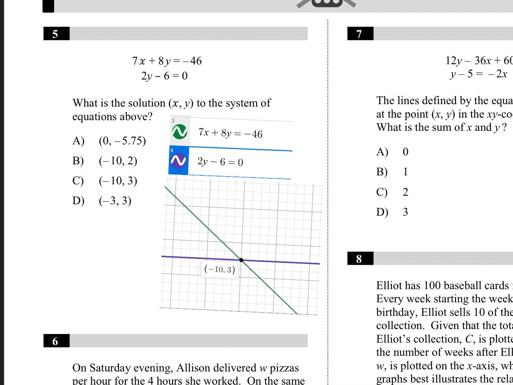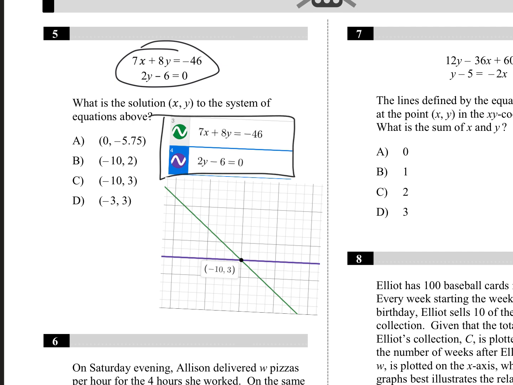Number 5 is another one that is now going to be much easier for you now that you know the Desmos calculator. You're just going to take your two equations, type them into Desmos right on top of each other in two separate lines, and just look for that intersection point. Where did the two graphs cross? They cross right there at -10, +3.